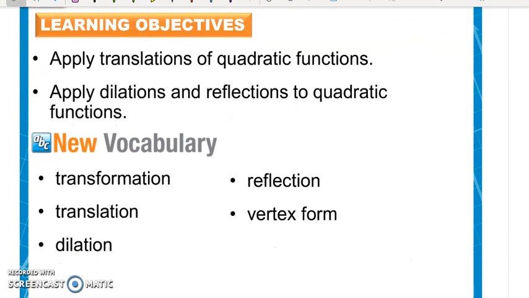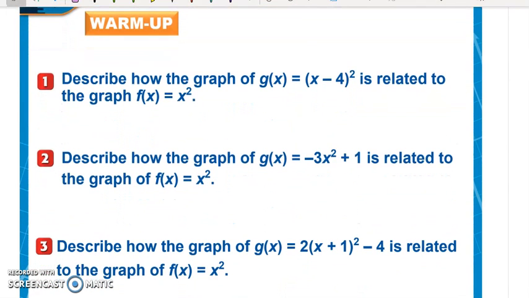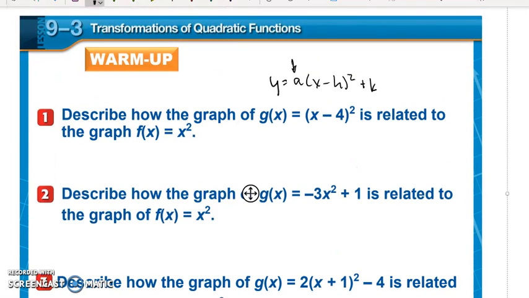Okay, so we're going to talk about transformations: translation, dilation, reflection, and vertex form. First thing is we're going to describe how this graph is related to the graph of f of x equals x squared. Remember yesterday we talked about y equals a times (x minus h) squared plus k. A is the stretch or compress, so this makes it wide or narrow. H is the one that moves left to right. And k is our up-down.